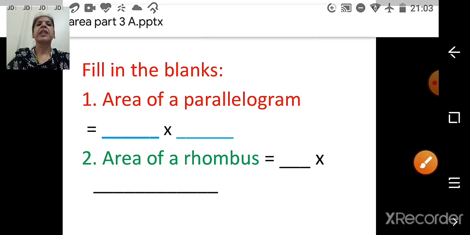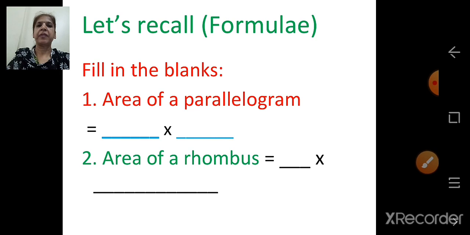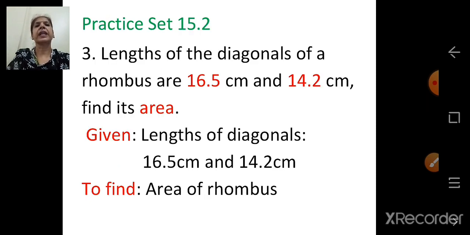So we have studied about parallelogram. What is a parallelogram? A quadrilateral having opposite sides parallel. We have also studied rhombus. Rhombus is a quadrilateral having all the sides congruent or of equal length. Let's continue with practice set 15.2.